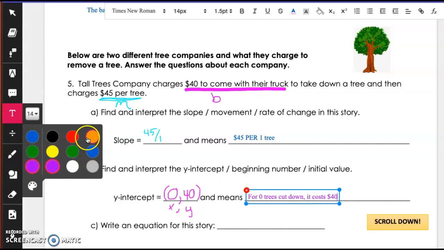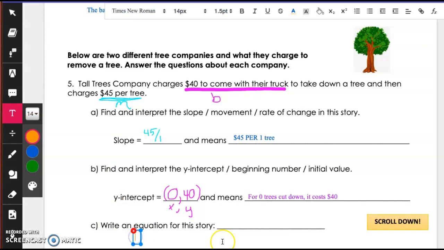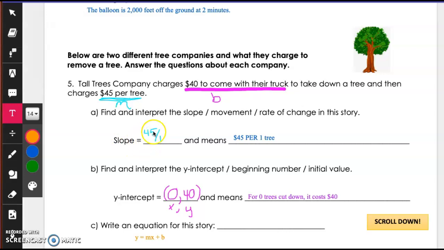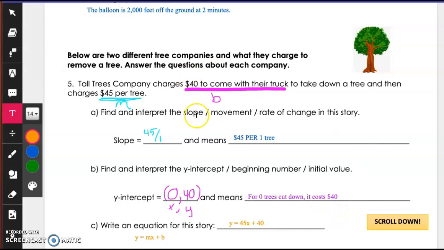Overall, we need an equation. Remember, our equation overall follows the pattern, the recipe, y equals mx plus b. But hey, we know those. M is for movement, for slope. We already figured it out. B is for beginning or y-intercept. We already figured it out. So our equation is y equals 45x, or 45 over 1, x plus 40. Just 40, just that number. Awesome. Okay, here we go. That was Tall Trees Company.